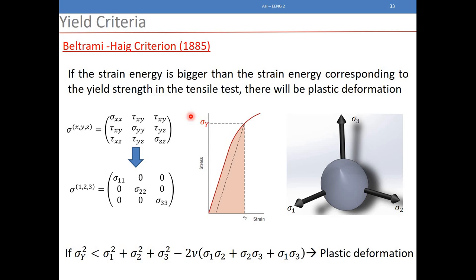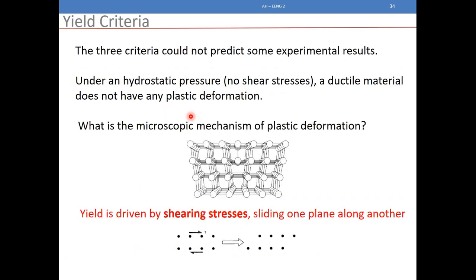Now, the problem with the three criteria that we already studied is that when we compare them to some experiments that we did, we found that they were not able to predict the results. For example, one of the criteria says that we will not have plastic deformation, while in the experiment we already had plastic deformation, which means that the criteria were not very accurate.